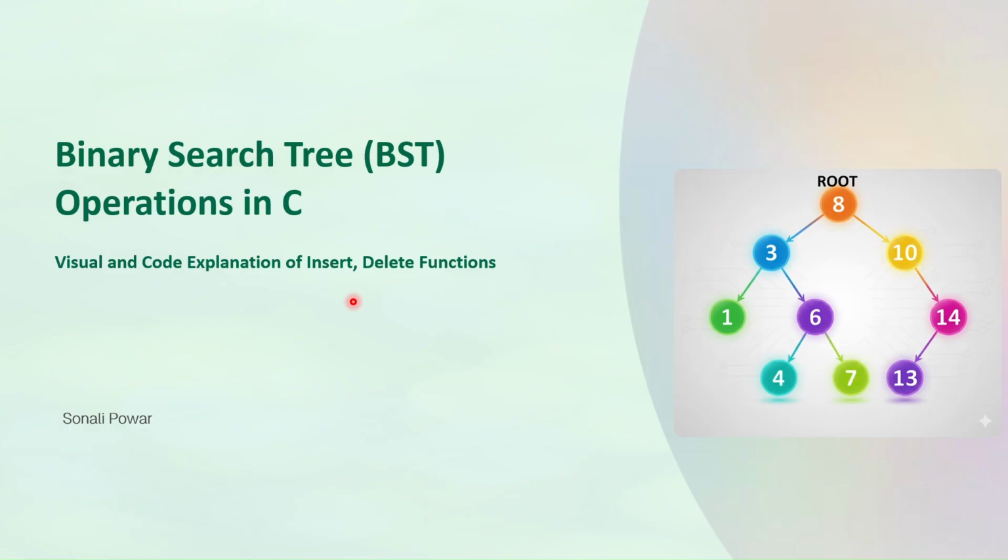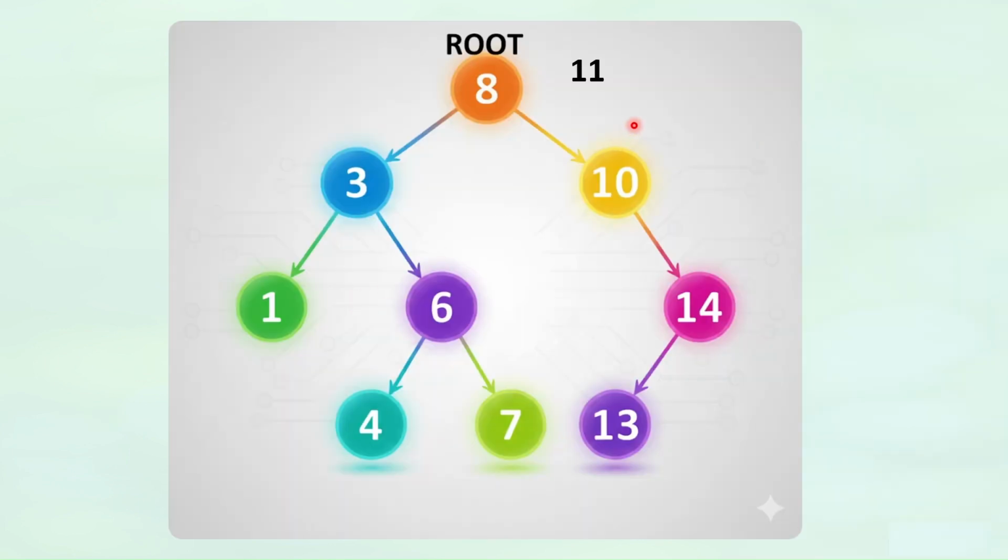Next is how I can add and delete elements from the binary search tree. Let's start with the first function, the insert function of the binary search tree. This is a binary search tree and I want to add the value 11 into this tree. So the first task is to find the proper place for 11 so that after adding it, it still remains a binary search tree.